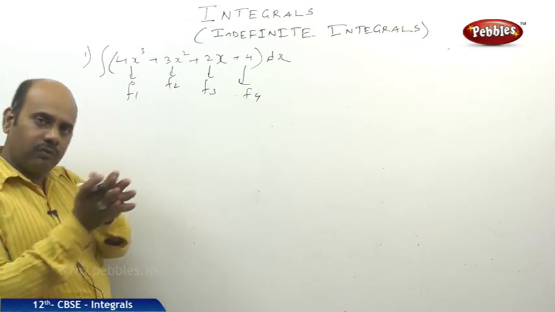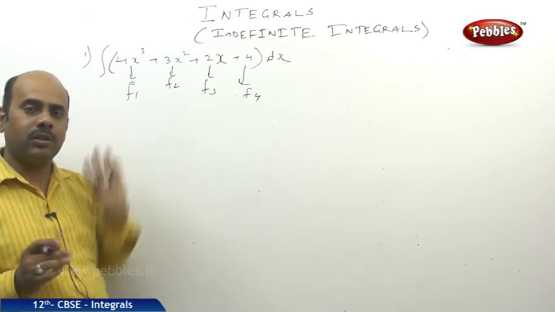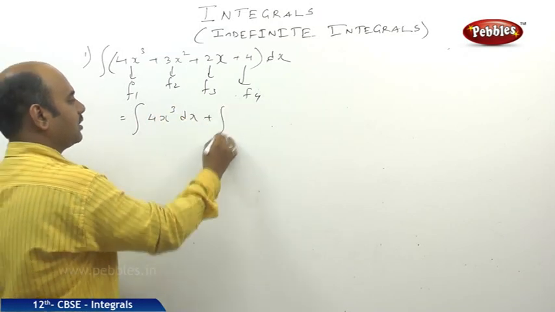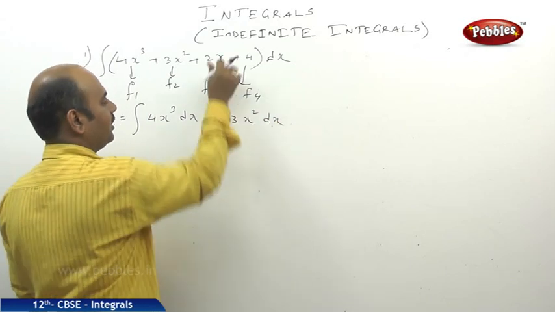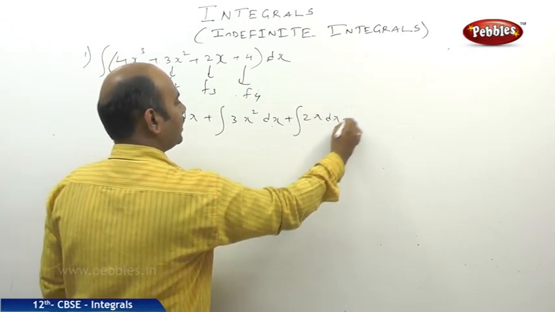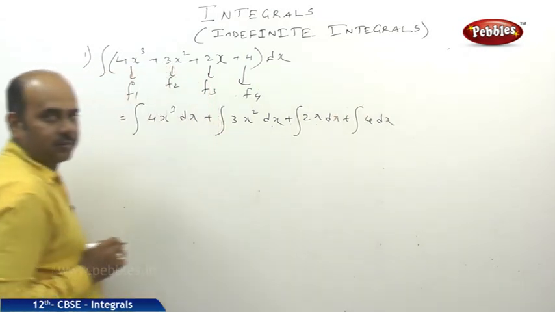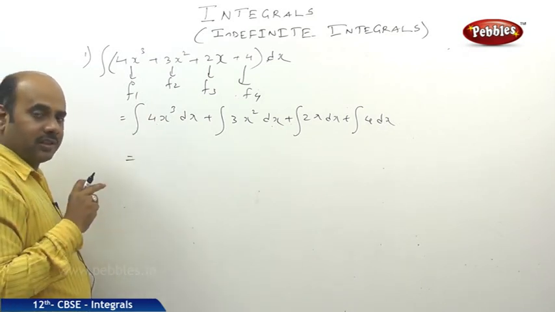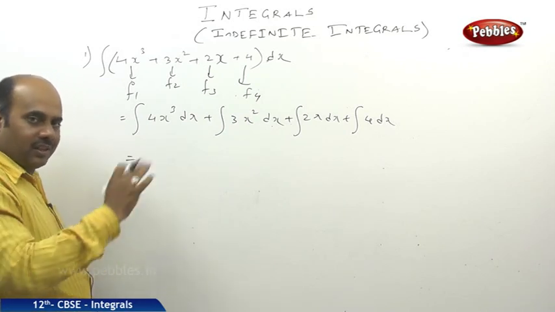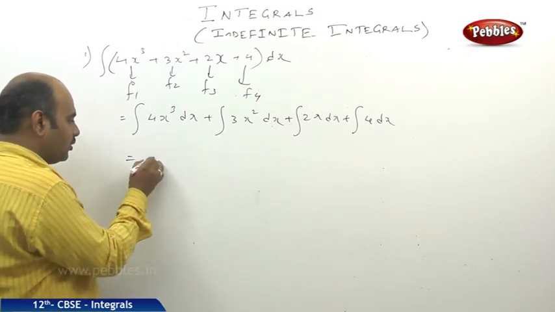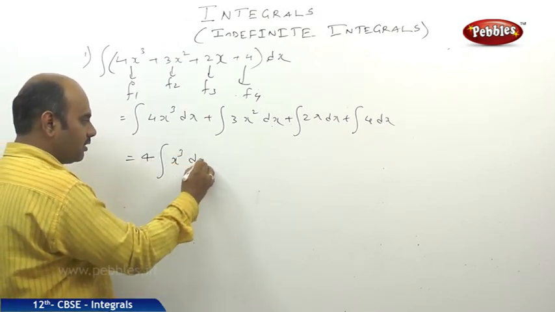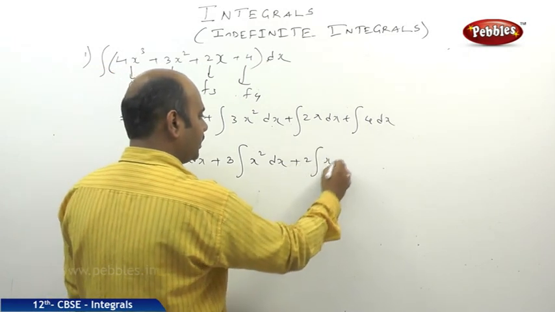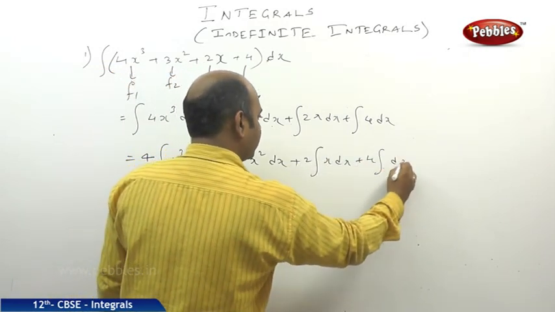Whenever plus or minus is there, we need to segregate, and we need to apply this particular integral. So what happens? Integral of 4x cube dx plus integral of 3x square dx plus integral of 2x dx plus integral of 4 dx. Now again, if you could observe carefully, here this particular 4 can be coming outside, because earlier I said a property, integral of k into f of x dx is nothing but k into integral of f of x dx. So what happens? 4 into integral of x cube dx plus 3 into integral of x square dx plus 2 into integral of x dx plus 4 into integral of dx.